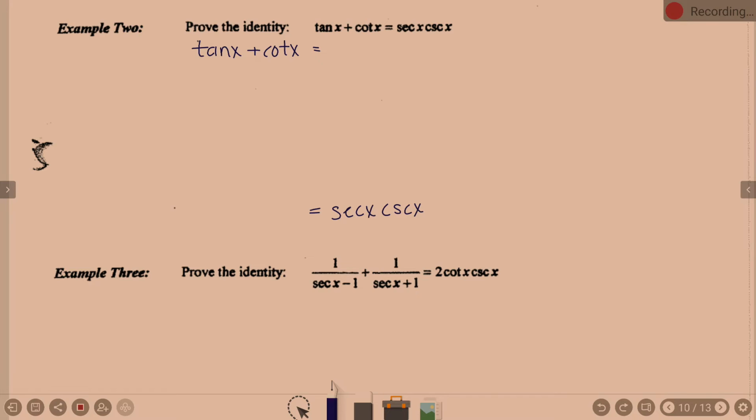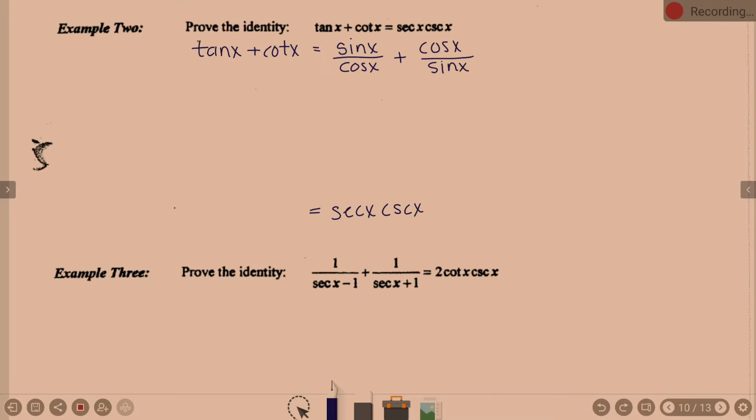So what do we know about tangent x? According to our quotient identities, it is sine x over cosine x, plus, what do we know about cotangent x? Cosine x over sine x. Oh, they don't cancel. I hate that. They can't cancel because they're being added, not multiplied. And then you need a common denominator. So we have 2 fractions being added, different denominators, but we could get a common denominator.